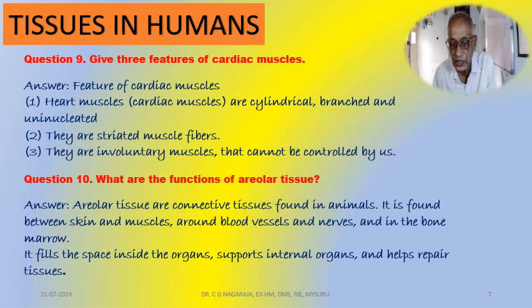Give 3 features of cardiac muscles. You know, cardiac muscles are present in the heart. Features means characters, you can say. They are: 1, heart muscles are cylindrical, branched and uninucleated. They are striated muscle fibers. They are involuntary muscles that cannot be controlled by us.